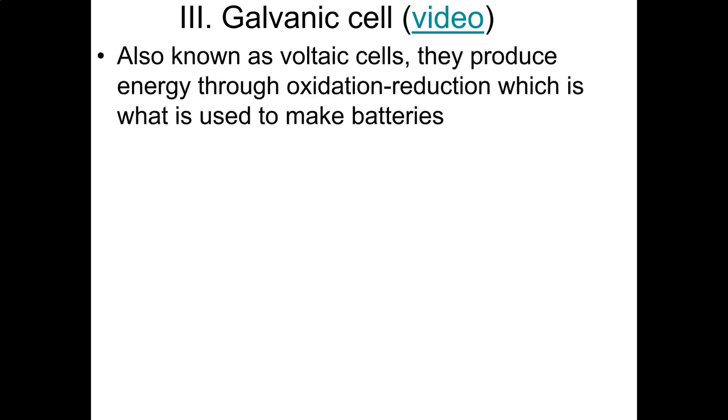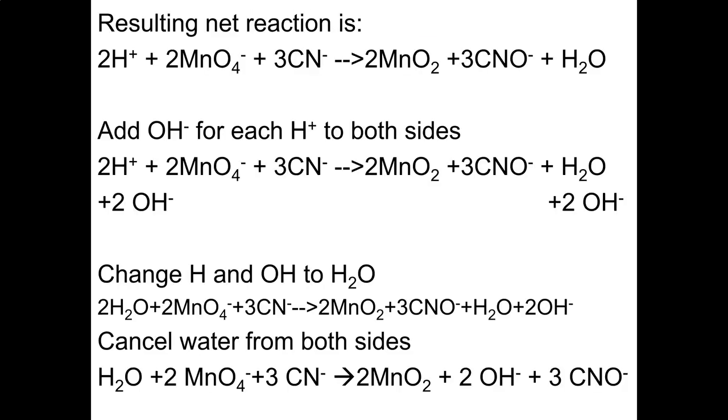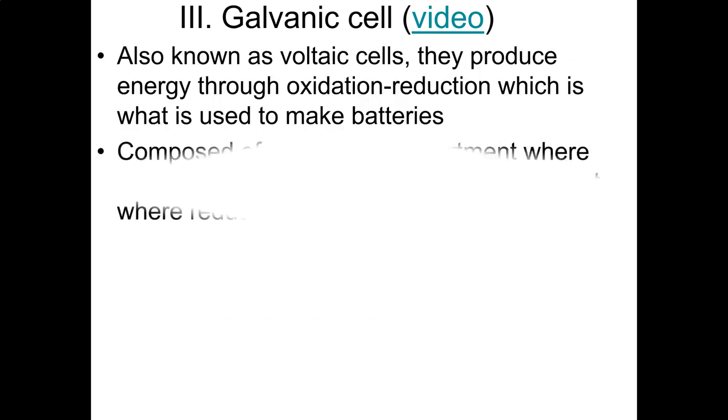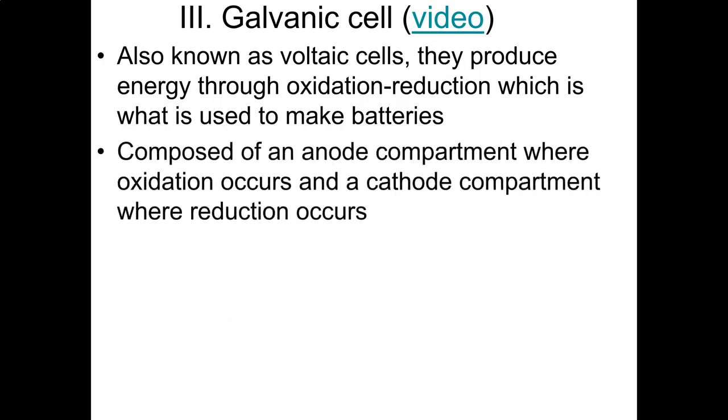Also known as voltaic cells, they produce energy through oxidation reduction, which is what we just looked at. So basically, those electrons the previous reaction produced, which in this case was what? A total of 6 electrons being produced, the 2 times 3. The numbers of electrons you canceled, that's what you're going to tap into to run the battery. Composed of an anode compartment where oxidation occurs and a cathode.